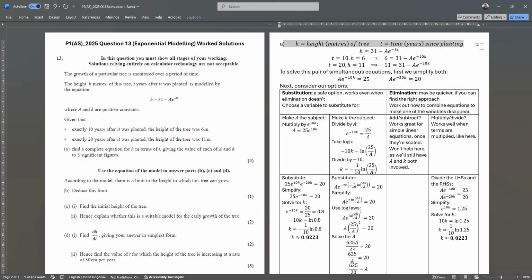K and A are already described as positive constants. Those are going to be the values you're going to have to find for part A. That leaves H and T. And it describes those before it even gives you the equation. The height, H meters of this tree, T years after it was planted. So I'm going to write that down and make sure I know exactly what they represent.